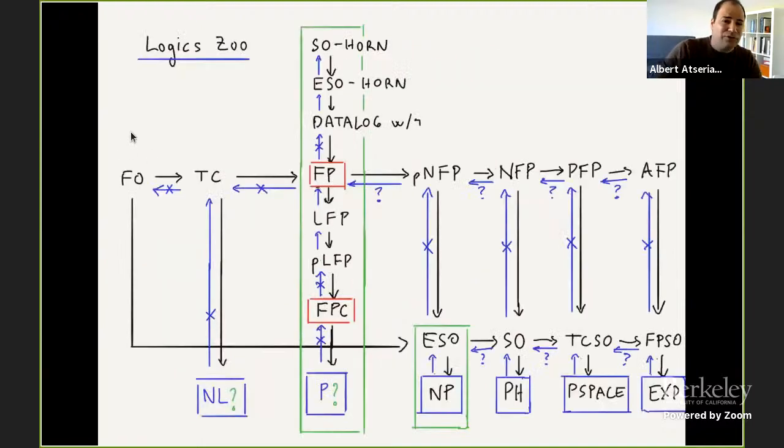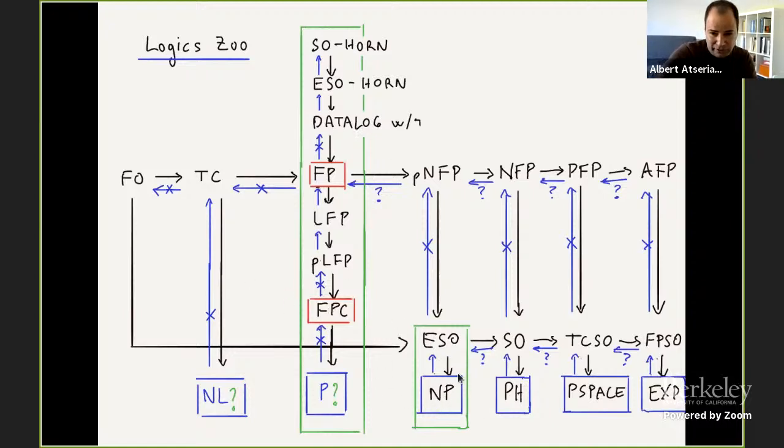So here's the zoo. Nobody likes zoos, I think, or very few people like zoos, but I think zoos at least have a good thing. It's that at least they are not jungles, right? I mean, they are organized. So here's what we call the logics zoo, in the same way that there is the complexity class zoo. Let me give you a map of how to read this. Down here, we have complexity classes from the complexity zoo. And up here, we have a bunch of logics that correspond more or less to these classes.